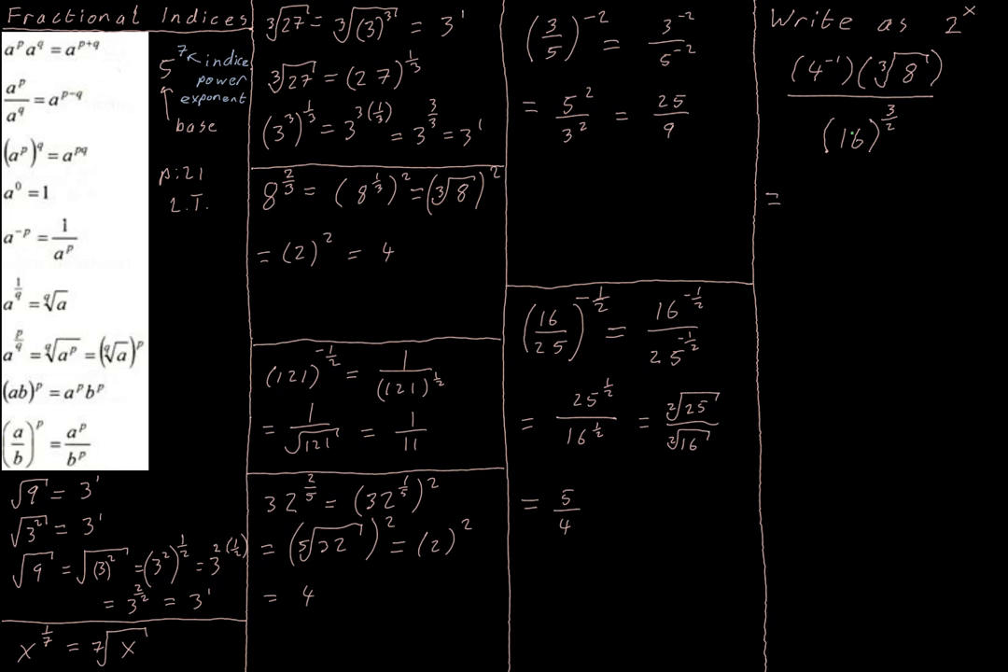So I'm moving my 4 down so it ends up as 4 to the 1 underneath the line. I have 16 to the power of 3 over 2. Well, I know I want to start writing things as powers of 2. So what is 16 as a power of 2? It's going to be 2 to the power of 4. Again, you can check that on your calculator.